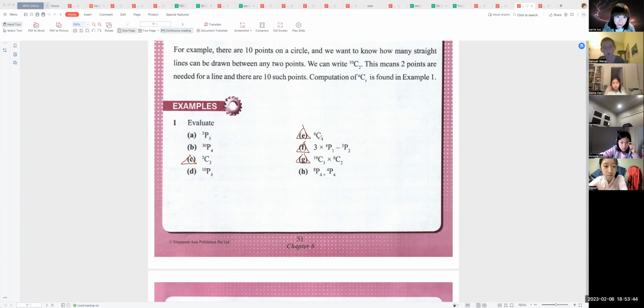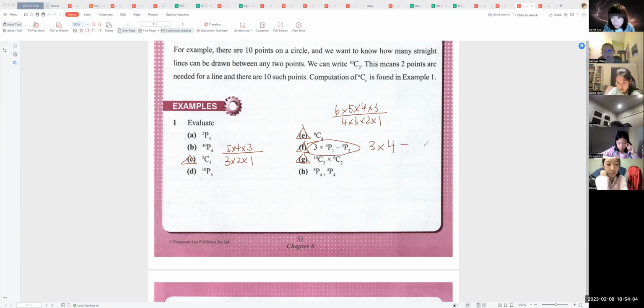Okay, everybody, so we're going to take a look at the first one, okay? So it's 5 times 4 times 3 over 3 times 2 times 1, right? So the first one, 6 times 5 times 4 times 3 over 4 times 3 times 2 times 1. And this one, 3 times 4 minus 3 times 2. So that's why equals 12 minus 6 equals 6. Okay, this one, 10 times 9 times 8 over 3 times 2 times 1 times 6 times 5 over 2 times 1. So how do we do this?